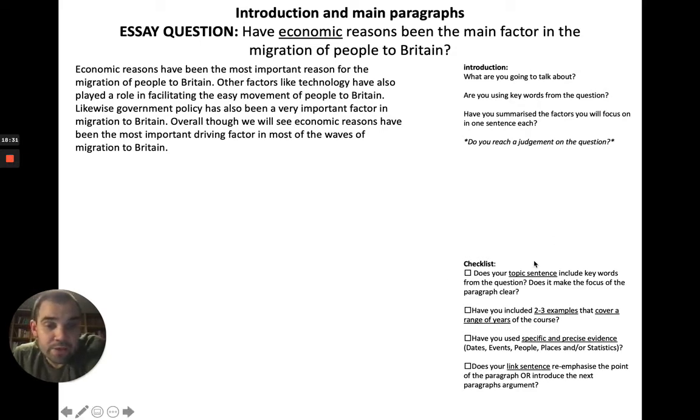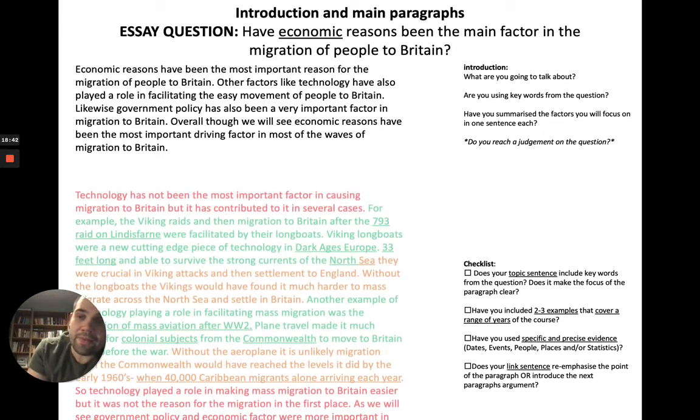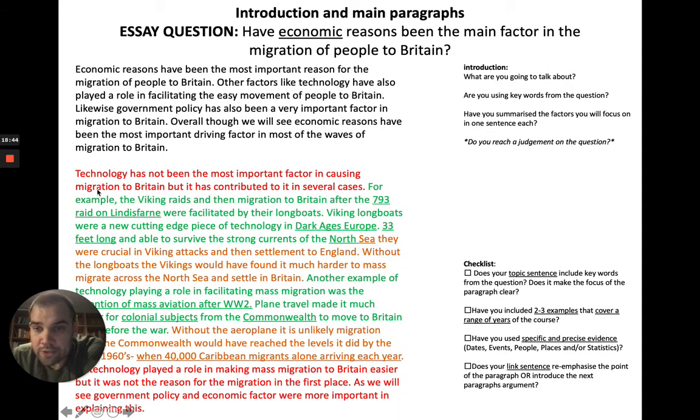Now, what I would say with a topic sentence for this essay question is you've got to make sure you include keywords from the question, and then you've got to make it very clear what the focus of the paragraph is. Okay, so if we're thinking about this one here, we've got technology has not been the most important factor in causing migration to Britain, but it has contributed to it in several cases. So I have clearly used the keywords from the question there, and I've made it very clear what the focus is going to be. It's going to be on the idea of technology contributing to migration to Britain.